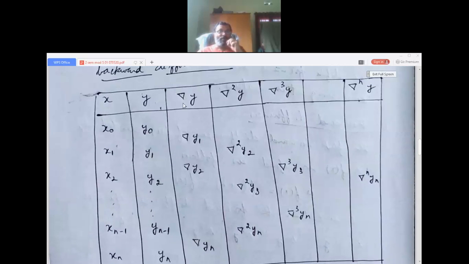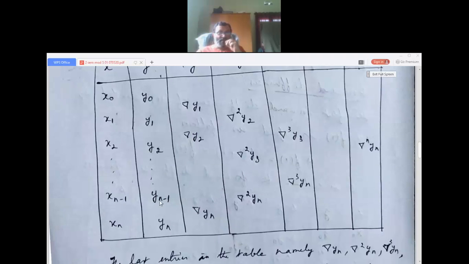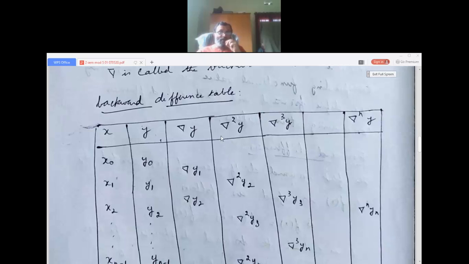Then the first backward difference operator, del y, we write in between y0 and y1. Can you see it? First backward difference operator. Then we write the second backward difference operator in between y1 and y2. Like that it goes on till the last backward difference operator, written in between yn minus 1 and yn. Now coming again to del squared y.